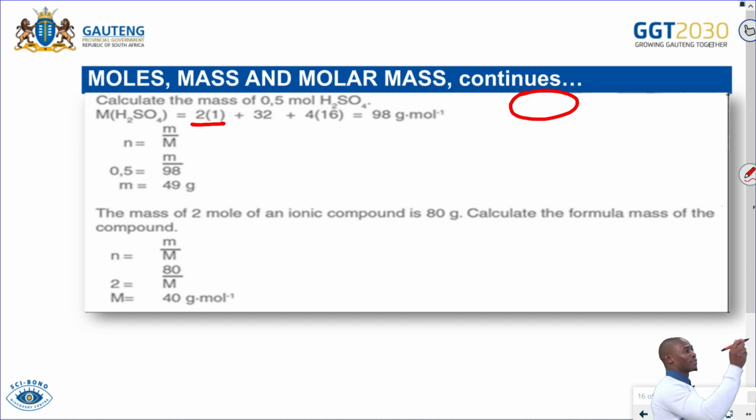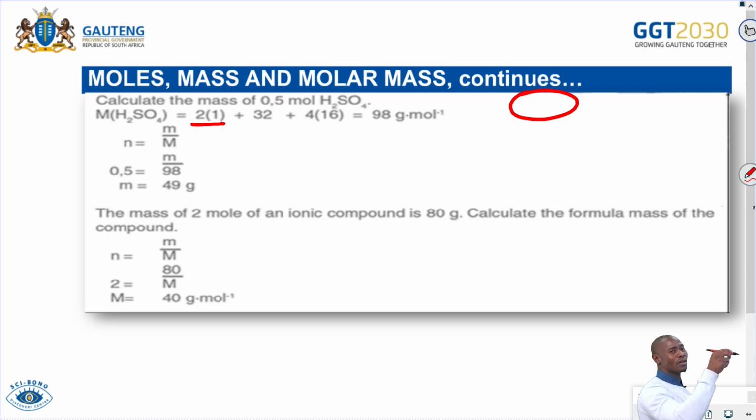So it's 4 times 16. Why 4 times 16? There are 4 oxygen atoms in 1 molecule of sulfuric acid. Okay? Hence, we are saying 4 times 16 there. Then what is the total? We add. We don't subtract. We don't multiply here.